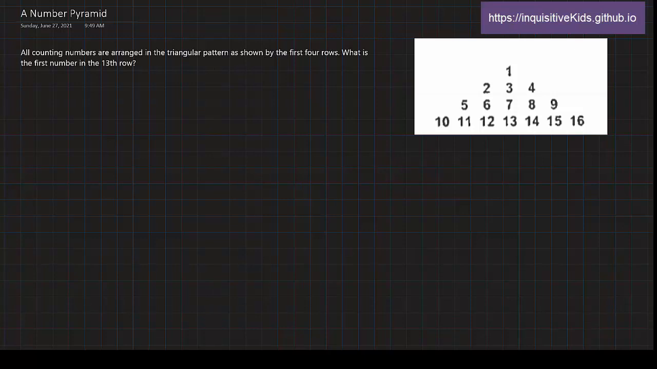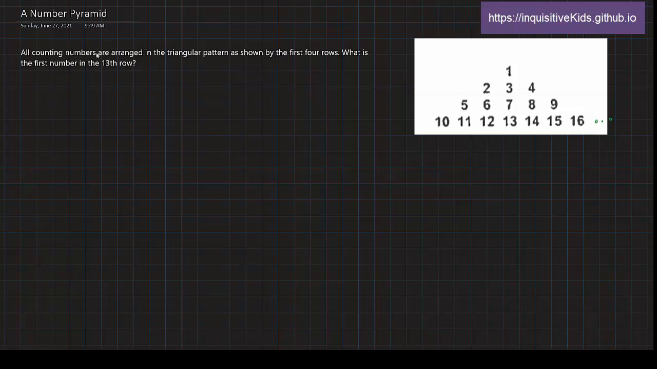Here we are with yet another Math Olympiad problem, and this one is called a number pyramid. So let's get started. All counting numbers are arranged in the triangular pattern as shown by the first few rows. So here are the first few rows. But mind you, it keeps going on forever. What is the first number in the 13th row?